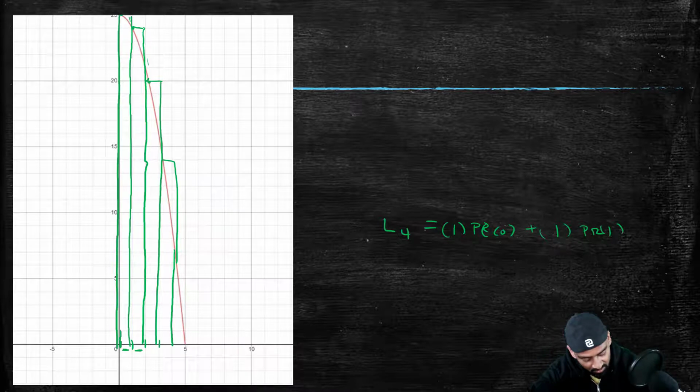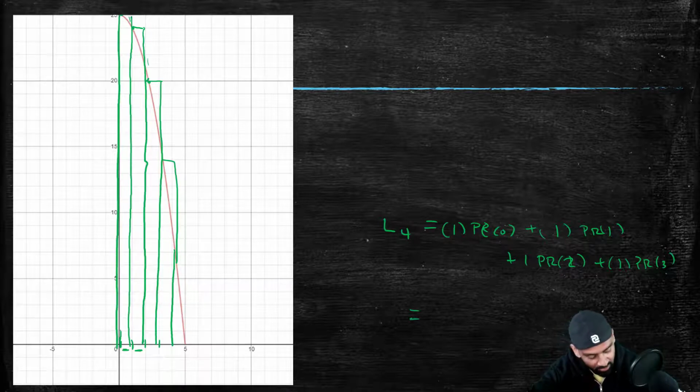And then we need to add this to 1. I ran out of space. I always do this. Plus 1 times P, we're plugging into that function, of 2. And then plus 1 times P of 3.